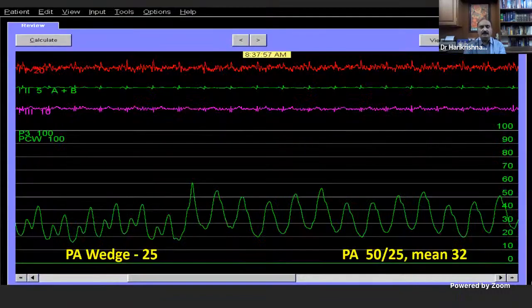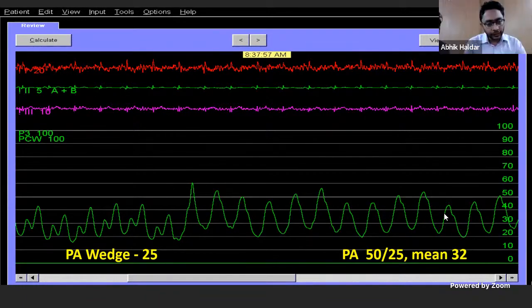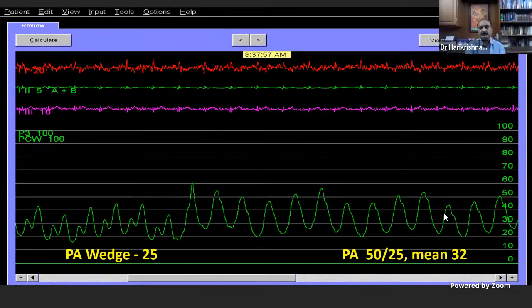Okay. So can you discuss this tracing on the basis of what we have discussed about pulmonary hypertension? It is a pullback tracing from pulmonary artery wedge to pulmonary artery. The mean pulmonary wedge pressure is 25. And the mean pulmonary pressure is 32. So transpulmonary gradient is 7, which is less than 12. So there is a passive PH.